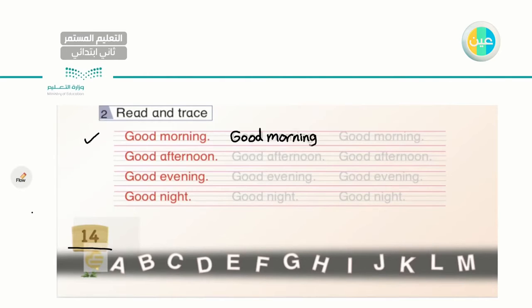Let's try to manage to write between the lines. Good morning. Let's write it for the second time. And I have good morning. Very good. So the first one is good morning. The second one I have is good afternoon. Very good. Good afternoon.